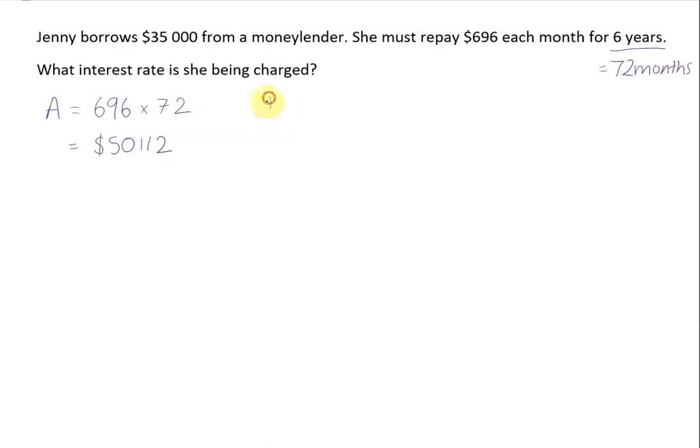We know that she only borrowed $35,000. So the amount of interest is the total amount that she paid, take away the principal amount. She paid $50,112, and if we take out the amount that she had to borrow, the rest that she paid back was interest. So $50,112, take away the $35,000 that she initially borrowed, the principal amount. And that means that Jenny ended up paying $15,112 in interest.